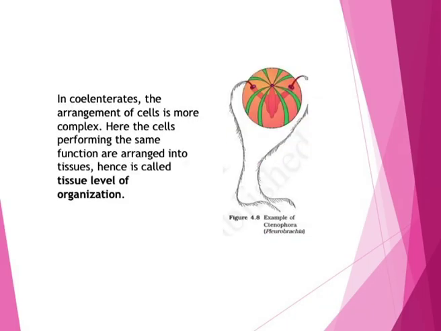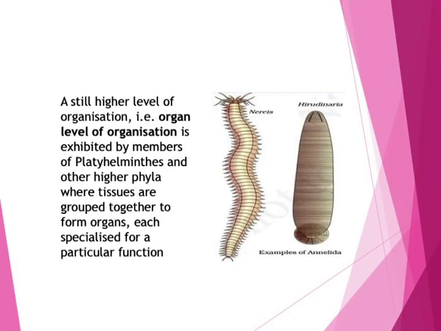In coelenterates, the arrangement of cells is more complex. Here the cells performing the same function are arranged into tissues, hence it is called tissue level of organization. A still higher level of organization, that is organ level of organization, is exhibited by members of Platyhelminthes and other higher phyla where tissues are grouped together to form organs, each specialized for a particular function.